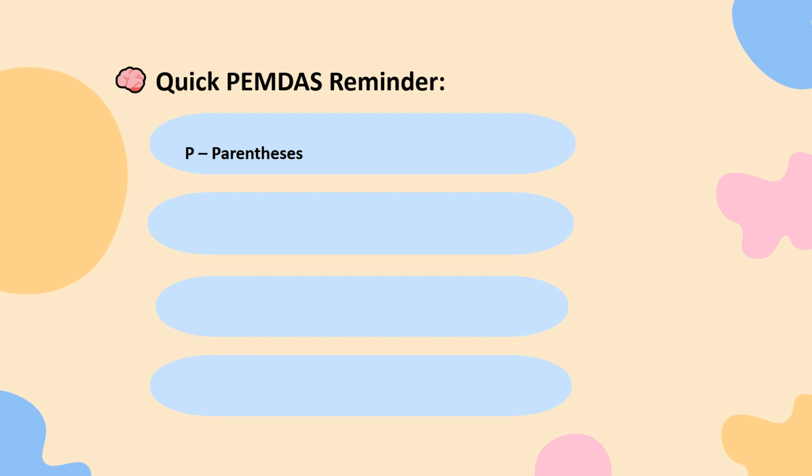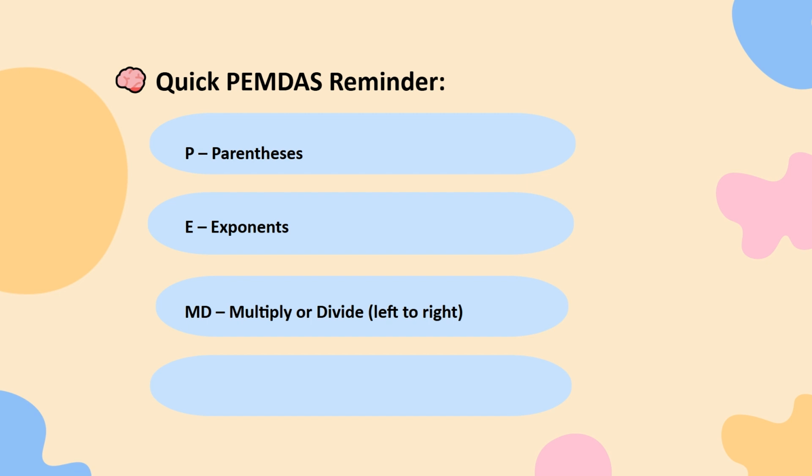It's actually parentheses. Okay, and then E stands for exponents. And then, of course, MD, which I already mentioned a while ago, means multiply or divide from left to right. So this is the sequence that we need to follow, right?